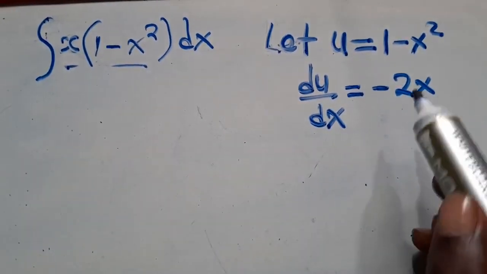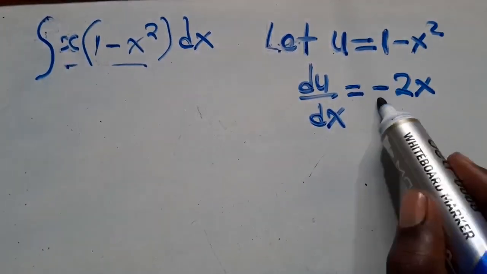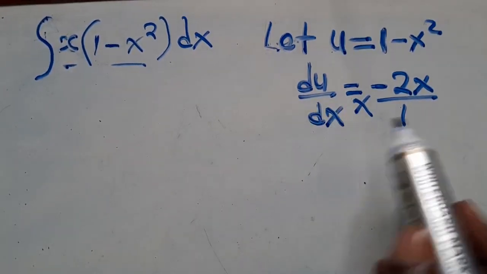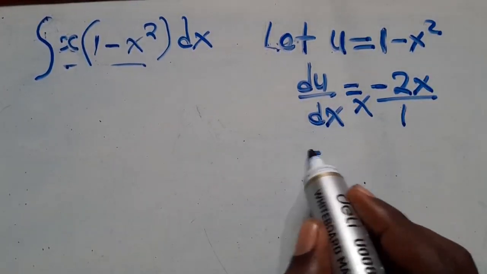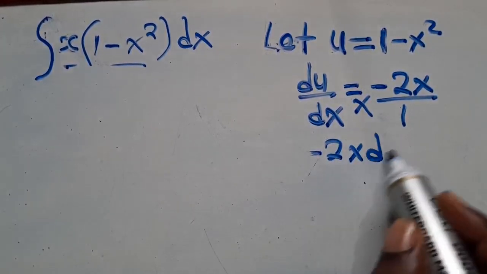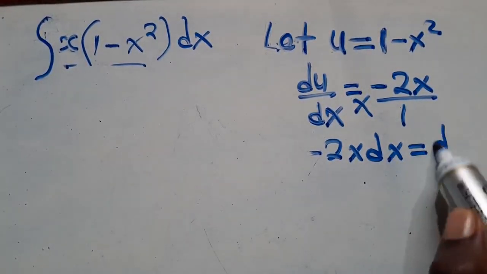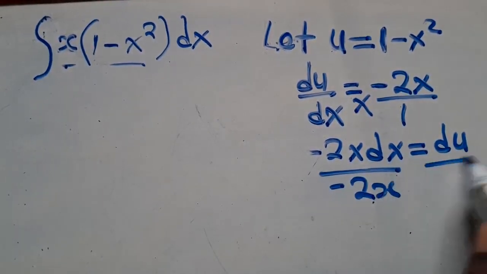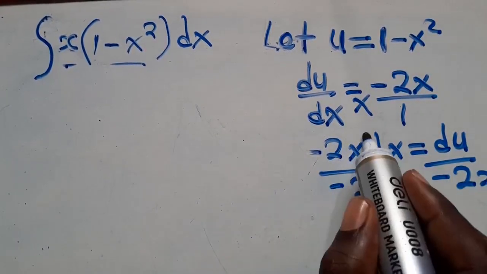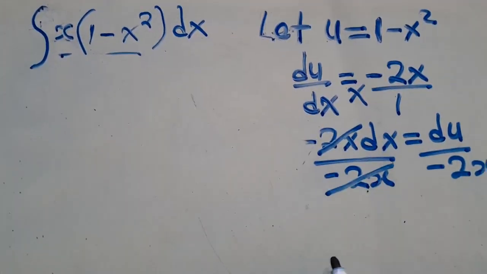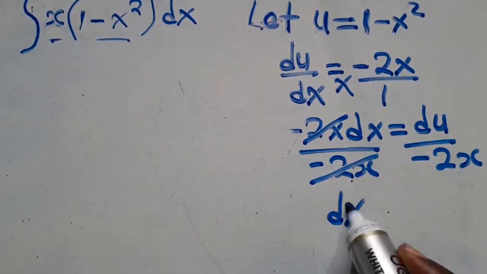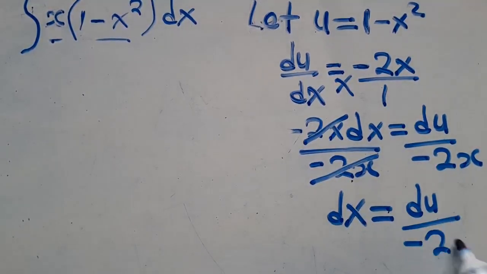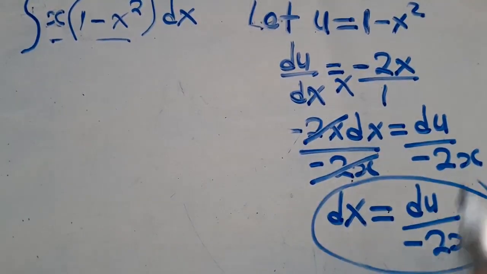If you differentiate, you know that you cannot differentiate a constant. You put 1 here, you cross multiply. You need to have dx there. So this one times that, you're going to have du equal to negative 2x dx. You divide both sides by negative 2x. This part and this part cancel out. What you're going to have is dx is equal to du over negative 2x. This part is very important.